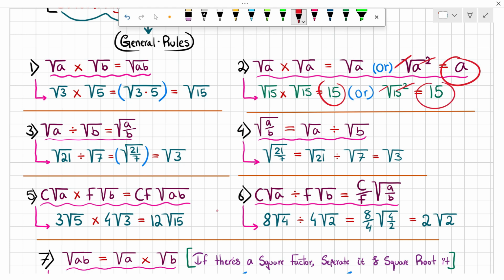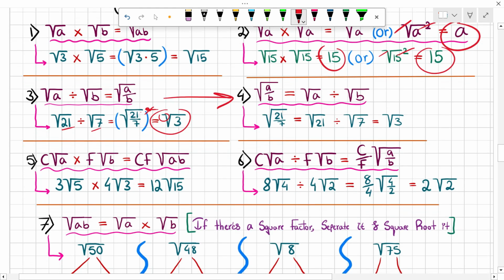Root of a divided by root of b is the whole root of a over b. So for example, root 21 divided by root 7 is the whole root of 21 over 7, which is root 3. Remember, you must keep the root sign in your answer unless there is a square. Root of a over b, reverse the process from here. It's root of a divided by root of b. So just reverse this. Root of 21 over 7 is root 21 divided by root 7. You get the same answer.